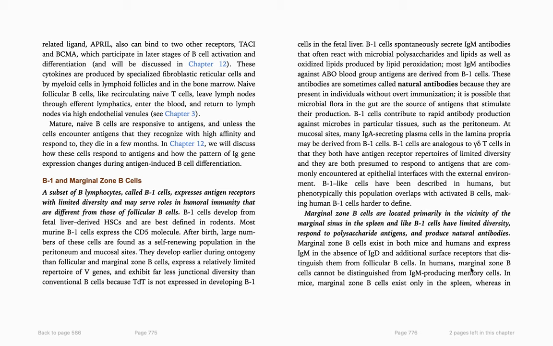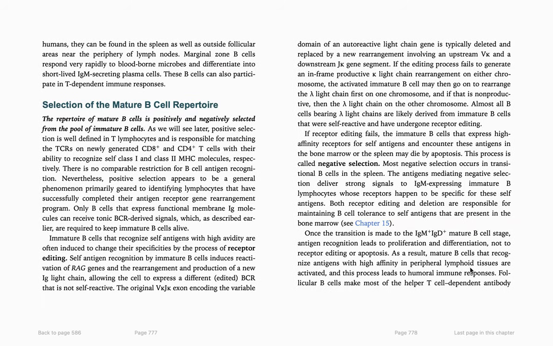In mice, marginal zone B cells exist only in spleen, whereas in the human they can be found in the spleen as well as outside the follicular area near the periphery of lymph nodes. Marginal zone B cells respond very rapidly to blood-borne microbes and differentiate into short-lived IgM secreting plasma cells. These B cells can also participate in T dependent immune response.